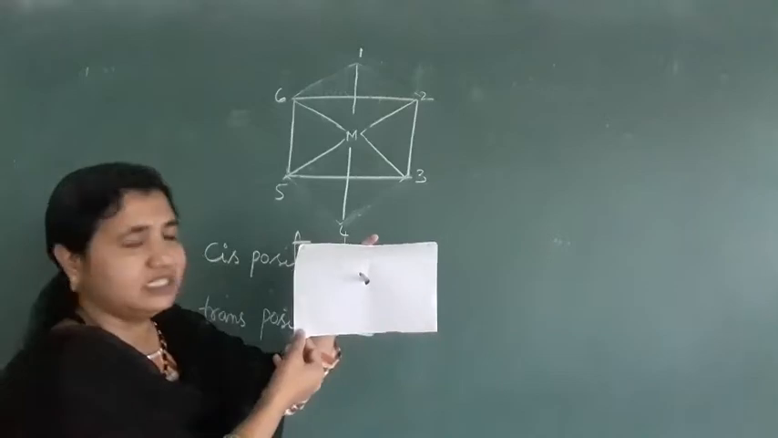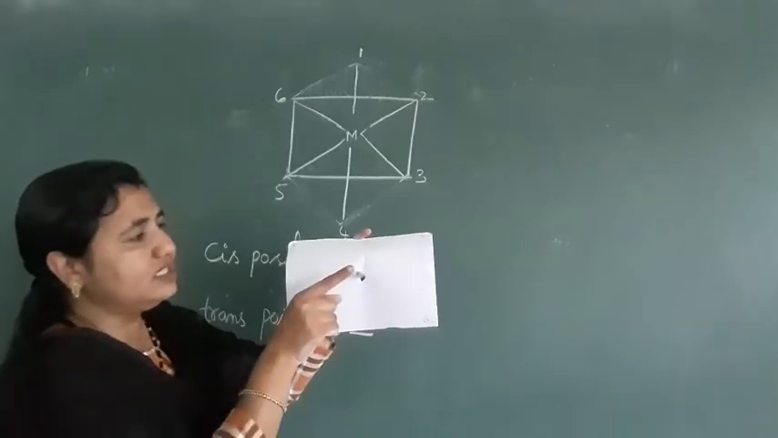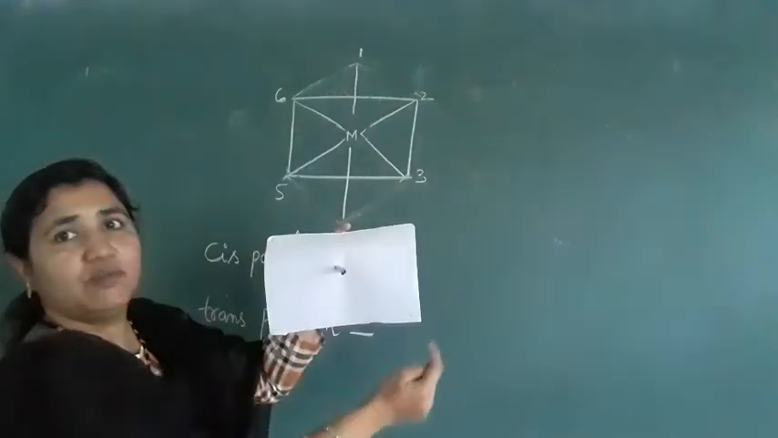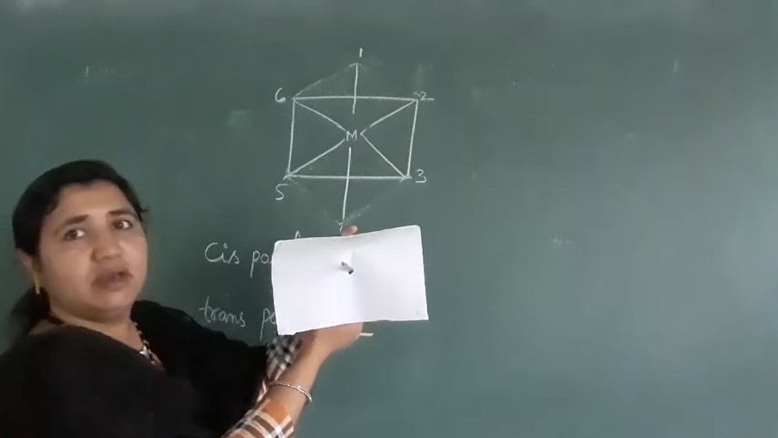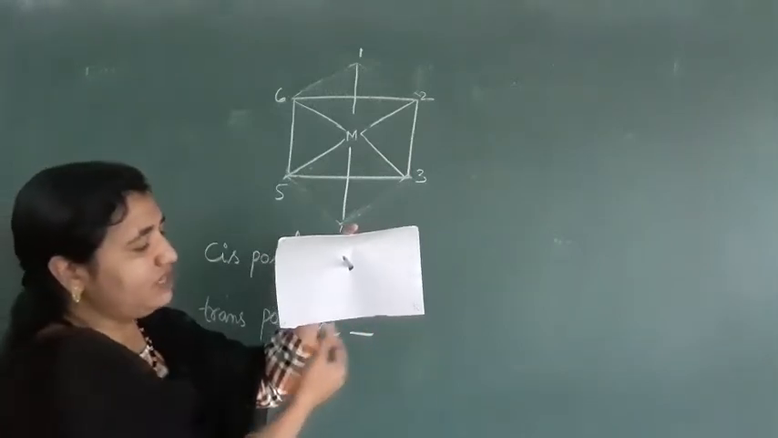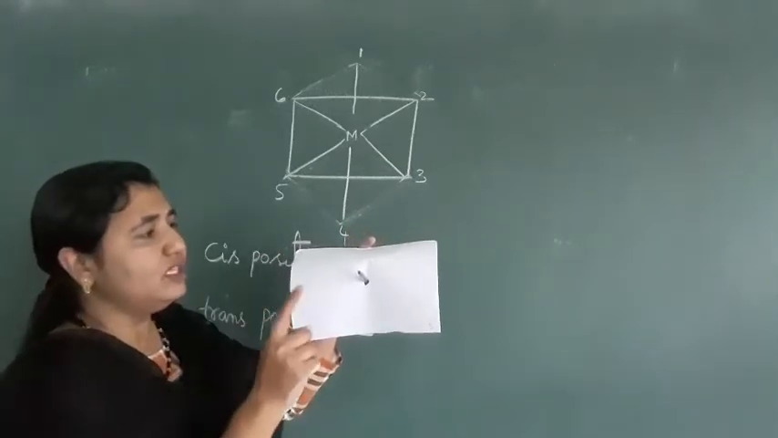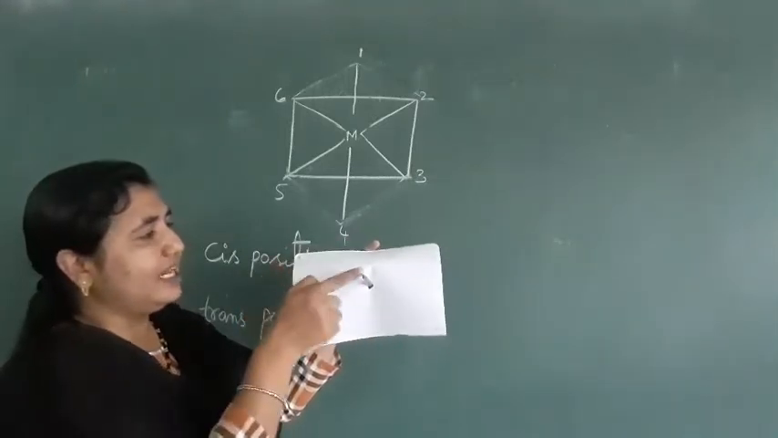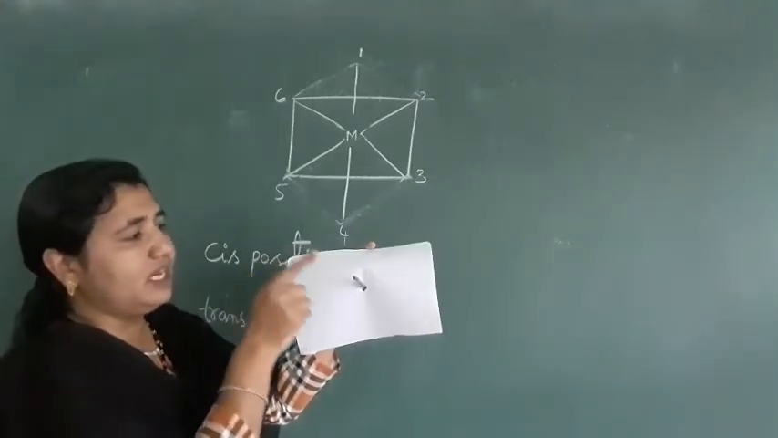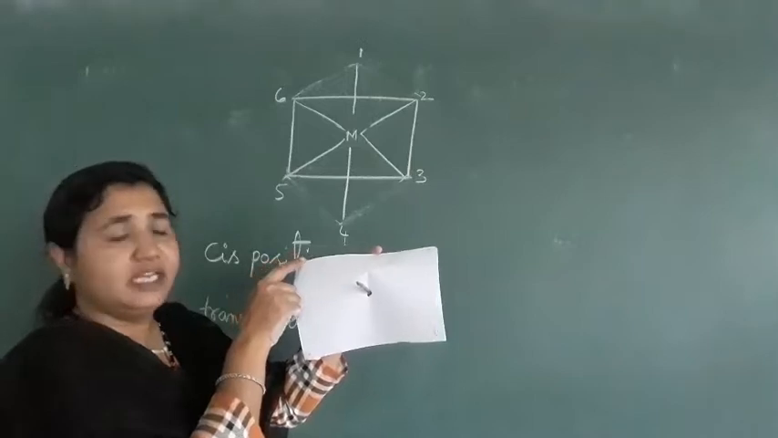This one is fifth, and this is sixth here. Are you getting this? This is first, second, third. Fourth is down below the plane here. And this is fifth, and this is sixth here. So in this case, the first and second will be in cis form here, at 90 degrees.